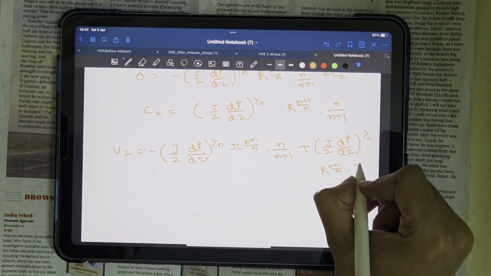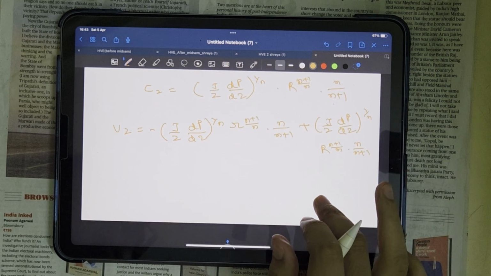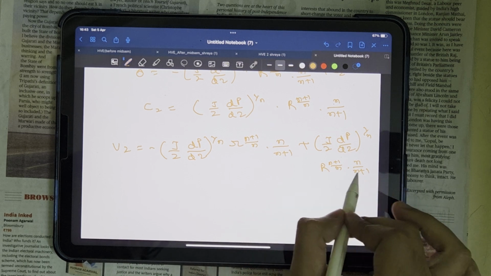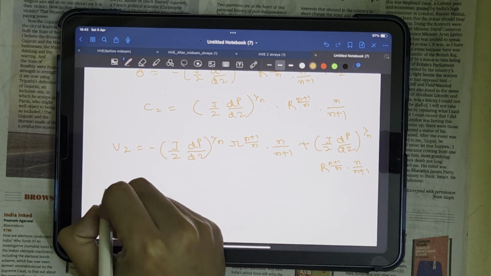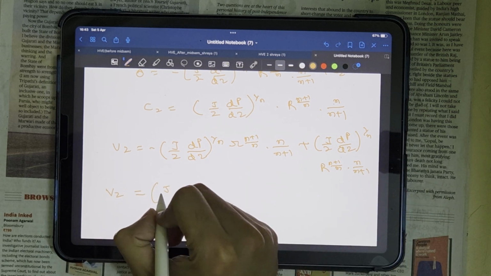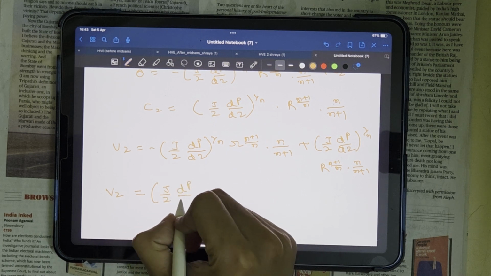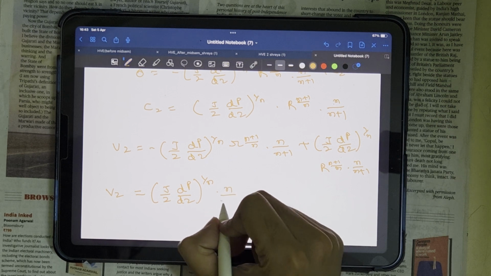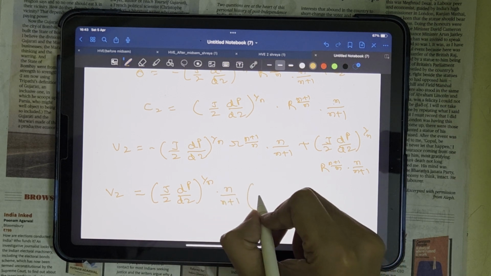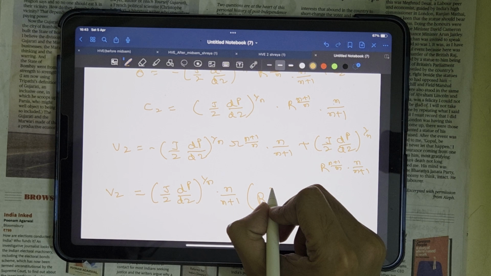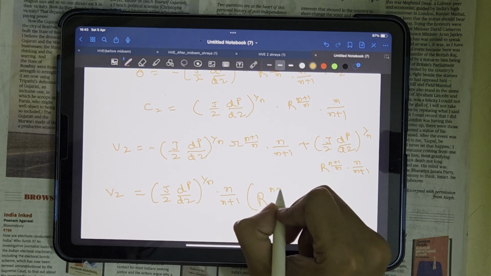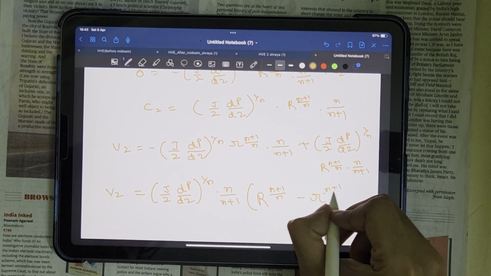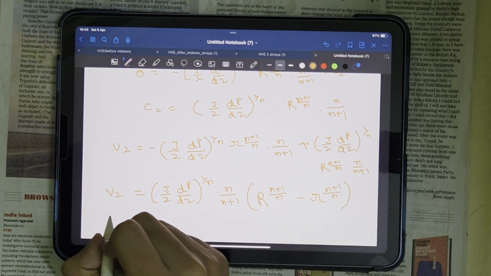Now we can take this J/2 term and n/(n+1) term common from both sides. So we get (J/2 dP/dz)^(1/n) times n/(n+1) times [R^((n+1)/n) minus small r^((n+1)/n)]. So this equation will be our velocity profile.